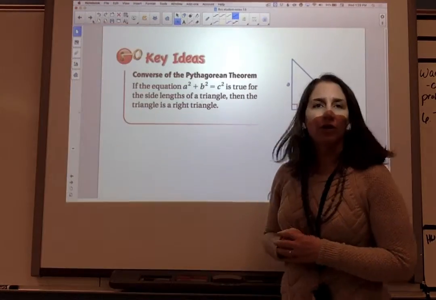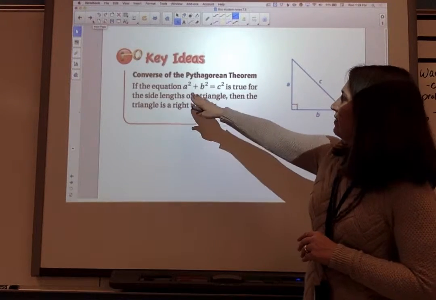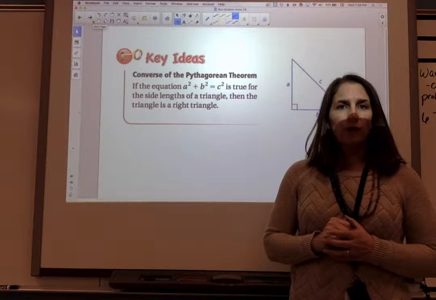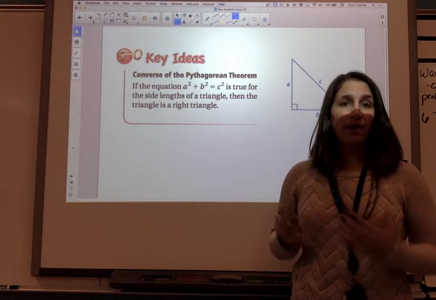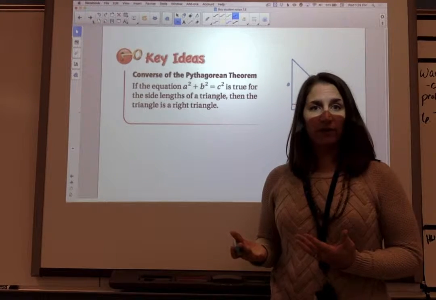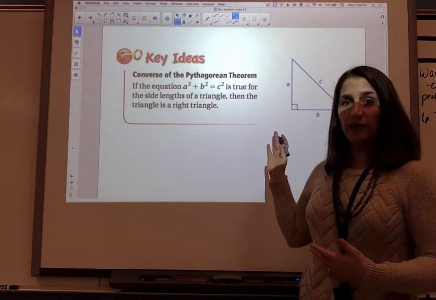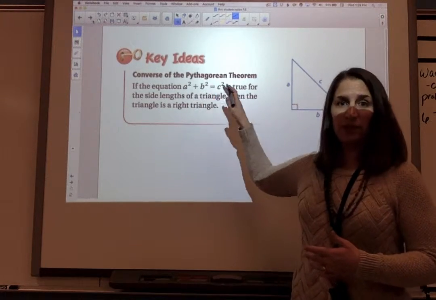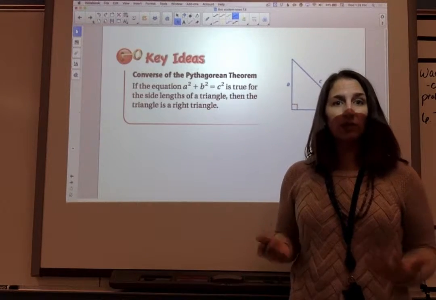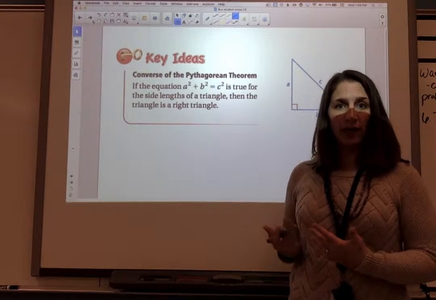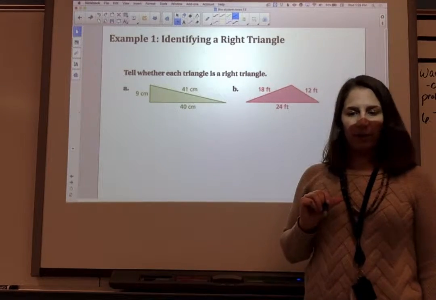So to start with, we're going to look at the converse of the Pythagorean theorem. If the equation a squared plus b squared equals c squared is true for the side lengths of a triangle, then the triangle is a right triangle. When we used the Pythagorean theorem before, we said given a right triangle, we know that a squared plus b squared equals c squared. Now we're saying if it's true that a squared plus b squared equals c squared, we can prove that we're looking at a right triangle. So let's look at some triangles and we'll prove whether or not they are right triangles.